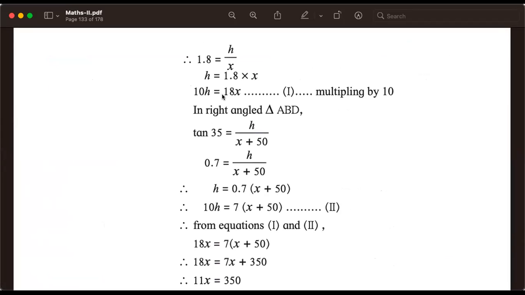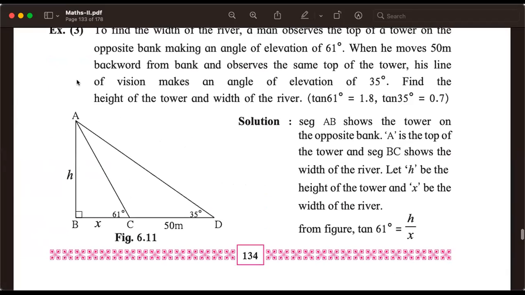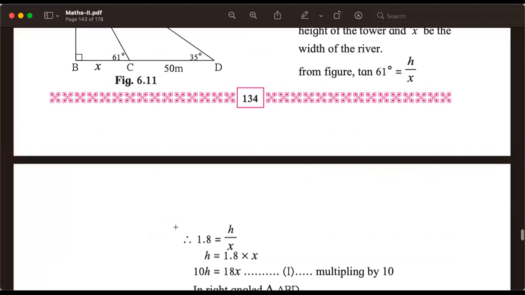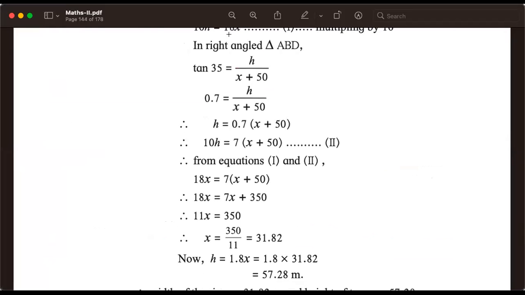Similarly, if we apply the tan ratio to the other right angle triangle, now the opposite side is h and the adjacent side is total BD. BD is x plus 50. That is exactly what has been written here. Now it is given that tan 35 equals 0.7. Now we are simplifying it by cross multiplication. So 0.7 multiplied by x plus 50.